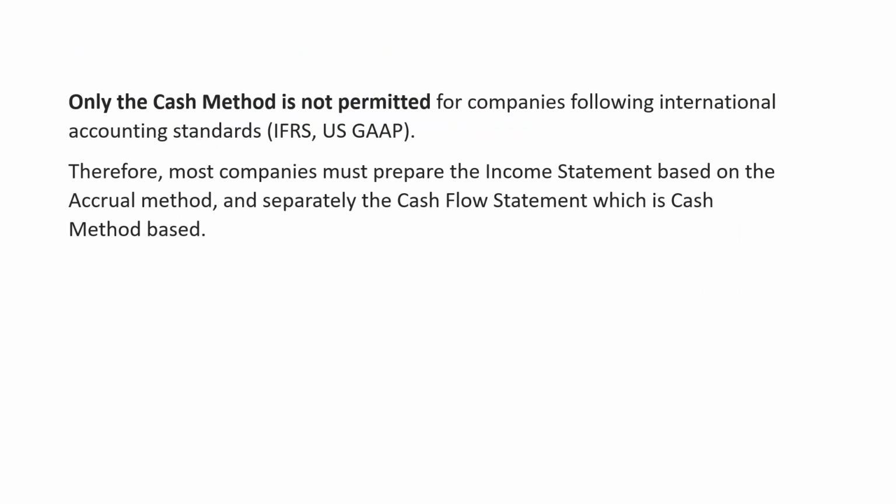Using only the cash method might not be allowed for companies following international finance and accounting standards, such as IFRS. Hence, most companies use the accrual method for their income statement and separately prepare the cash flow statement using the cash method. However, if you would use the cash method for your income statement, PLN preparation, which might be quite interesting and maybe even strange, the result would closely resemble that of the cash flow statement. Now you know the difference between the cash and accrual methods in accounting.